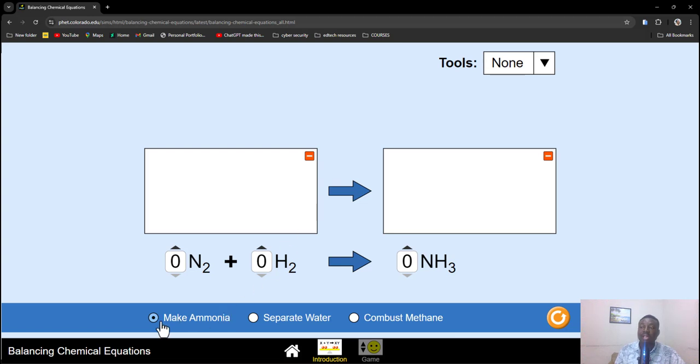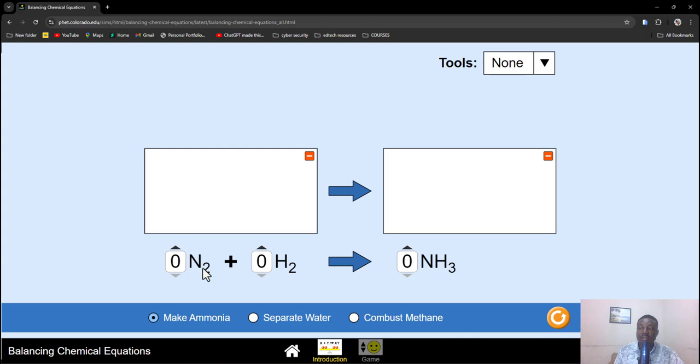Now, we have make ammonia. This is ammonia gas, NH3, and this is N2, which is nitrogen gas, and this is H2, which is hydrogen gas. So these are the reactants, and ammonia gas here is our product. We want to balance this equation. We want to make sure that the number of atoms we have at the side of the reactants is the same at the side of the products.